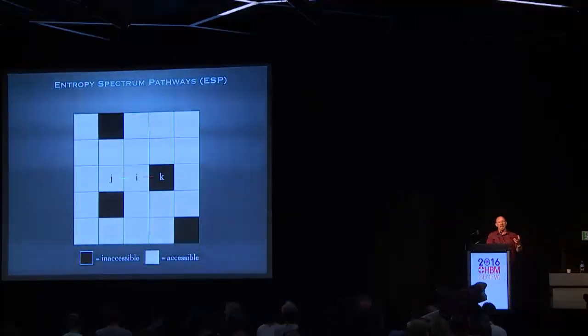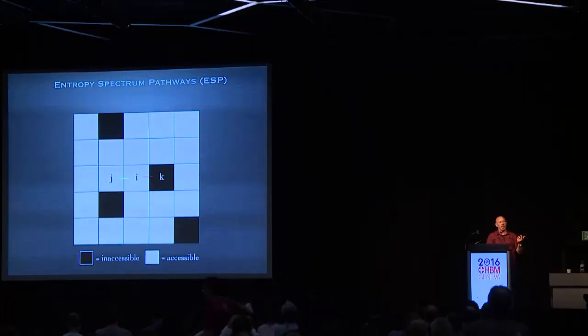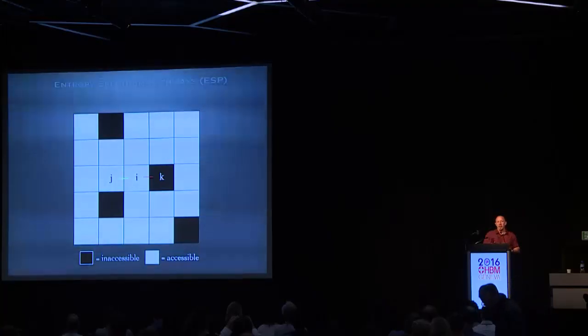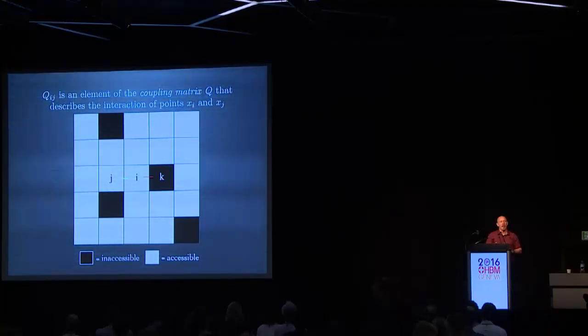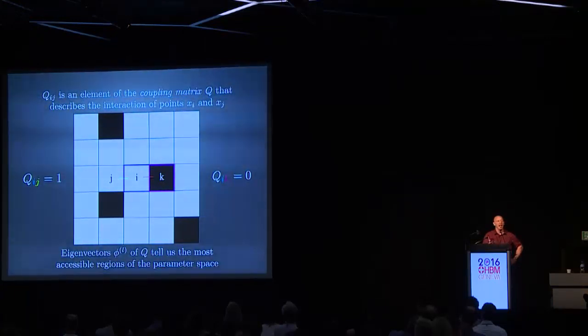So let's take a really simple example. Imagine those white squares are rooms that you can go into. The black squares are rooms you can't get into. What we want is a coupling matrix that describes motion in that space. If I can move from i to j, they're both white, then q_ij is 1 in this case. From i to k, I can't get into the k room, so that's 0. You recognize q as the adjacency matrix. The interesting thing is that the eigenvectors of q tell us about the most accessible regions of the parameter space.